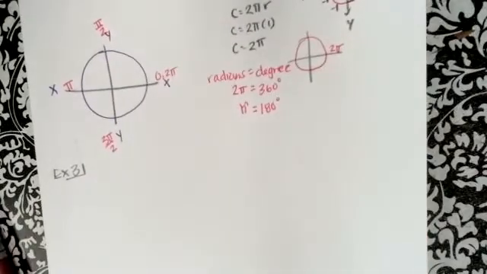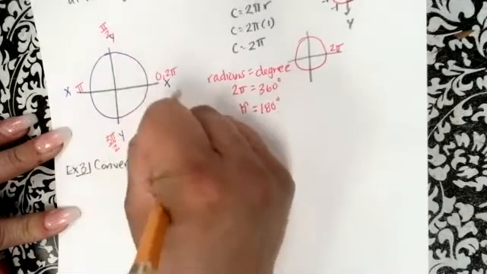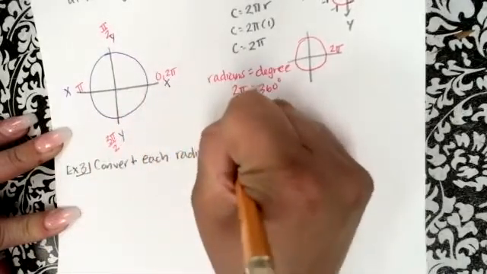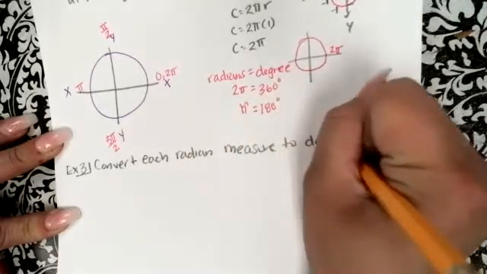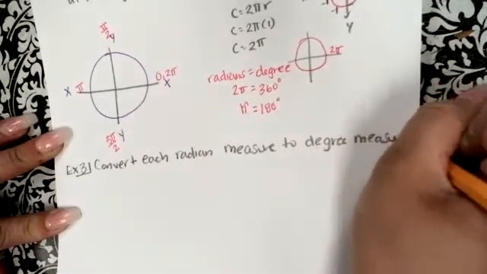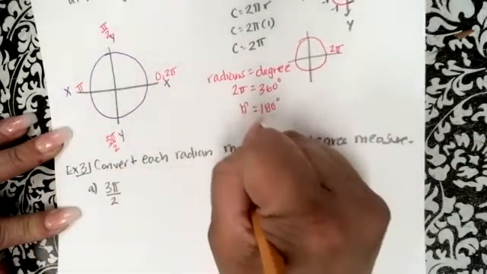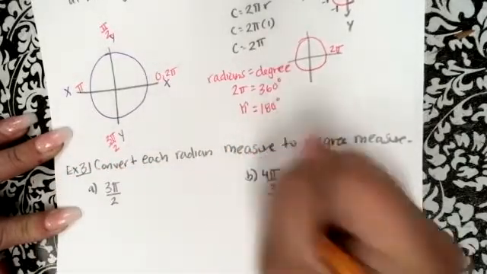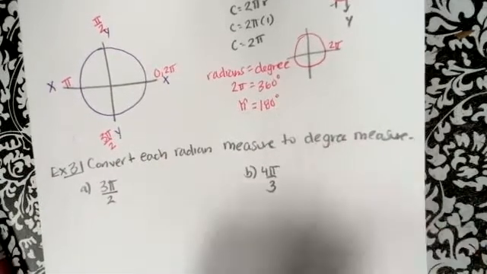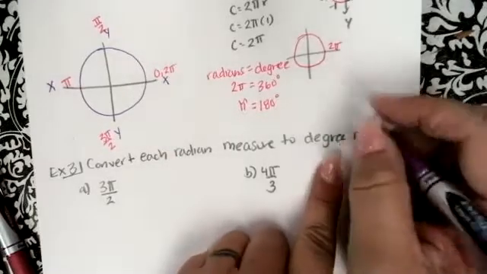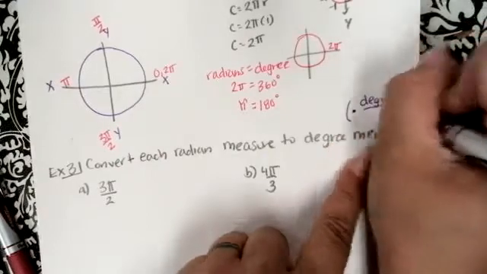So we're going to do some conversions. First, we're going to convert each radian measure to degree measure. Now, because you want to end with degrees, you want the degrees as the numerator, okay? Because we want to end with degrees. So basically what I'm going to do is I'm going to multiply. I want the degrees on the top and I want the radians on the denominator.